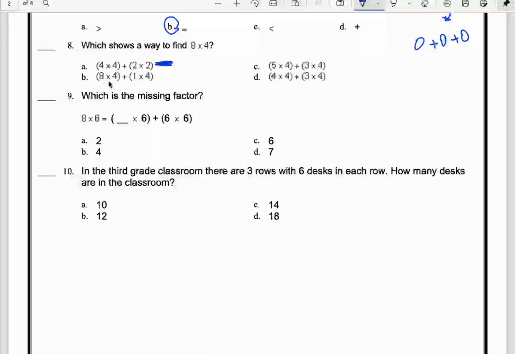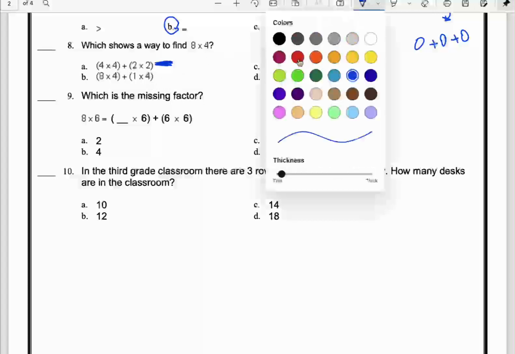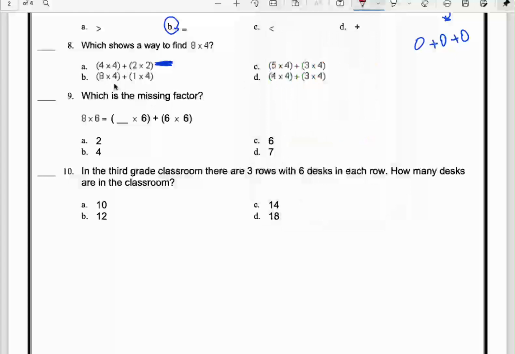8 multiplied by 4 plus 1 multiplied by 4. So my heroes, in letter B, we repeat the 4. So we need to break the other number. So let's break the 8. Is 8 plus 1 equals 8? No, 8 plus 1 equals 9. So this is 9 multiplied by 4. So this one is wrong.